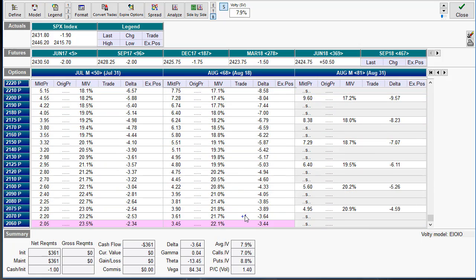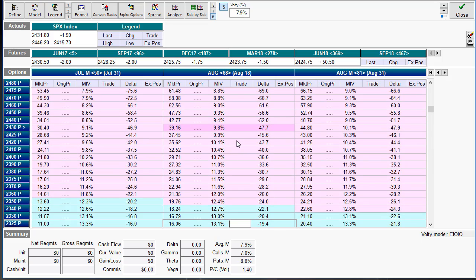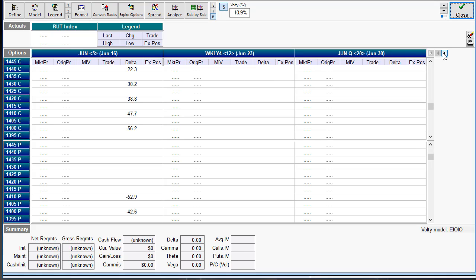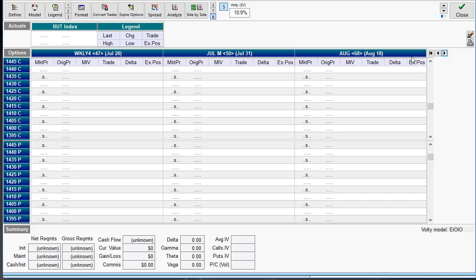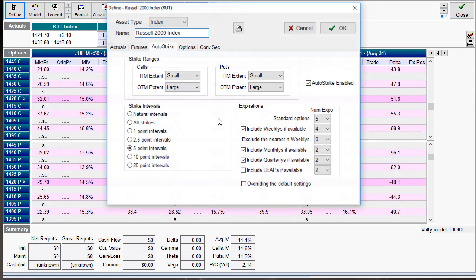The wide body, I do not ever do those in a balanced, unhedged fashion, and primarily this is the reason why. We'll just say if we went, and actually I'm going to change out of the SPX and go into the Russell. That gets rid of the quartiles and it's easier to navigate around here. All right, so let's define this. We'll just change this to 10-point intervals, hit OK.